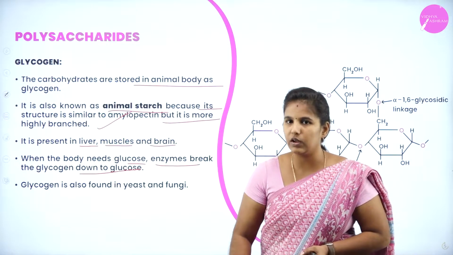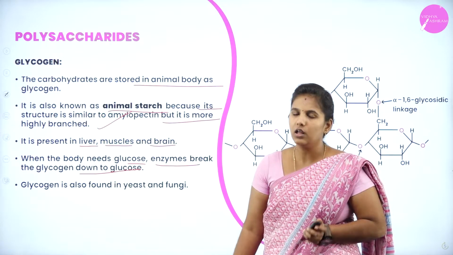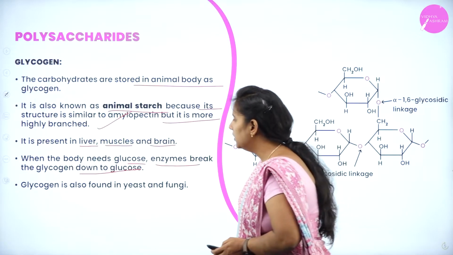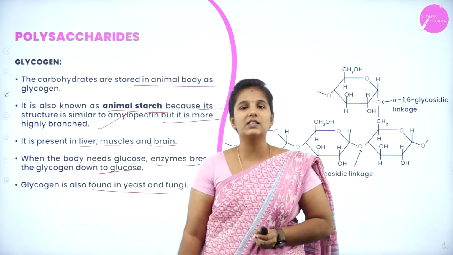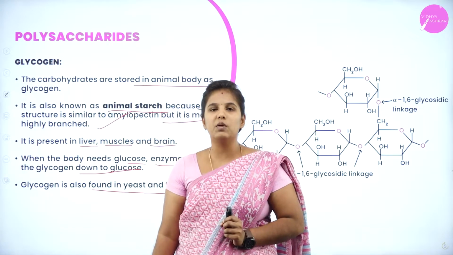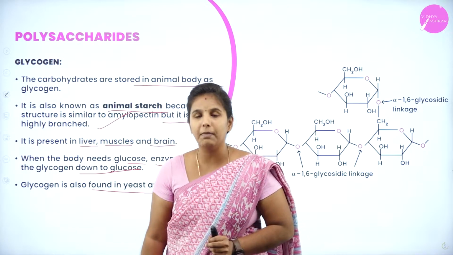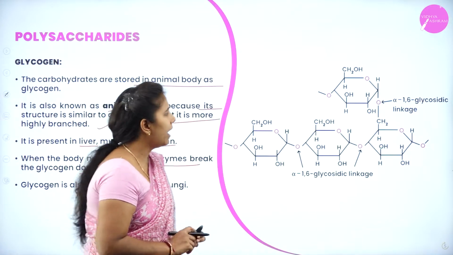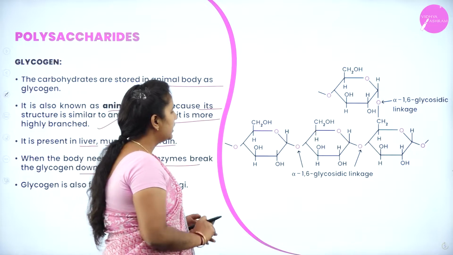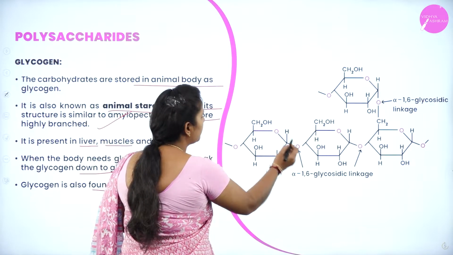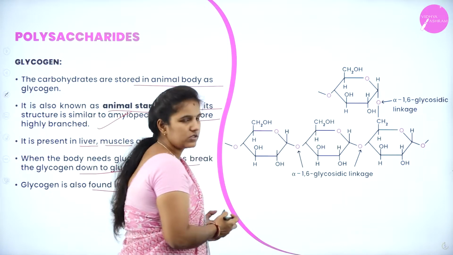So this is another one of the points I want to highlight for glycogen. Glycogen is also found in yeast as well as in fungi. Not only in the animal body, we can also find it in microorganisms. Here I have a picture of glycogen. You can see that in glycogen also, the units are bonded together by a glycosidic linkage.